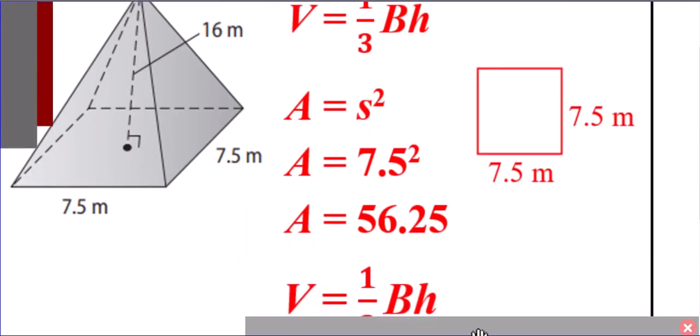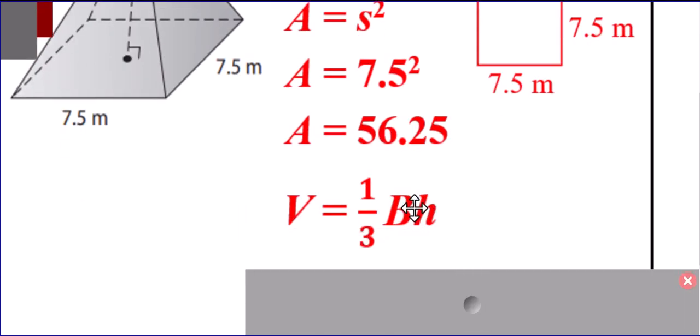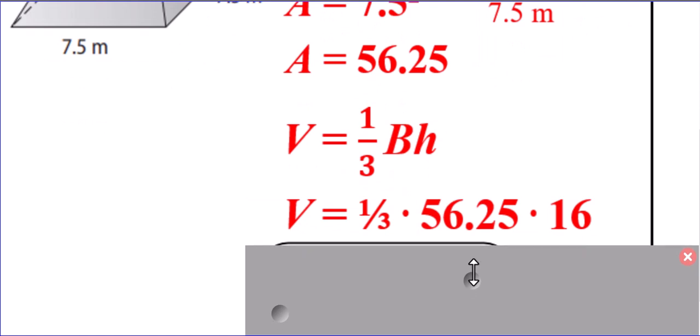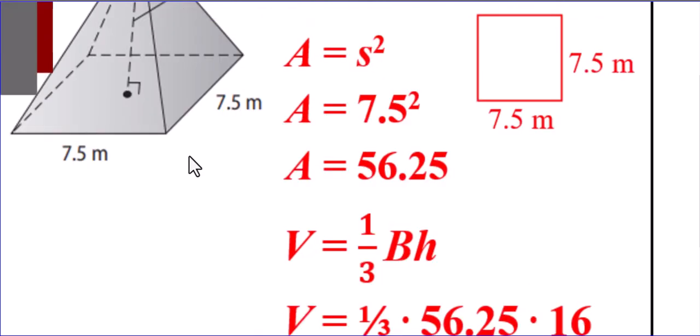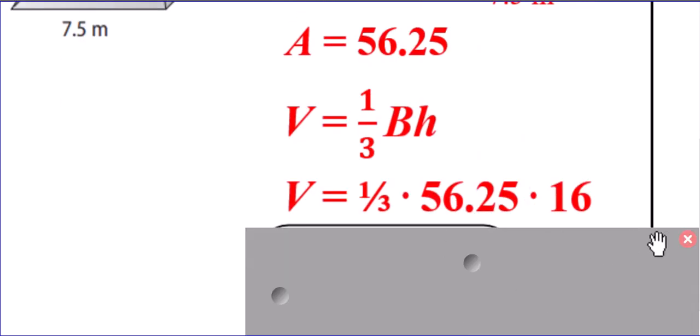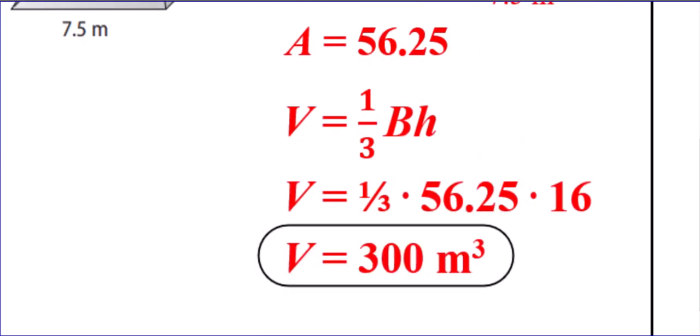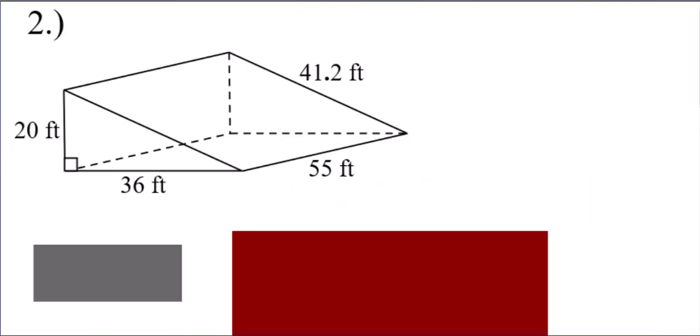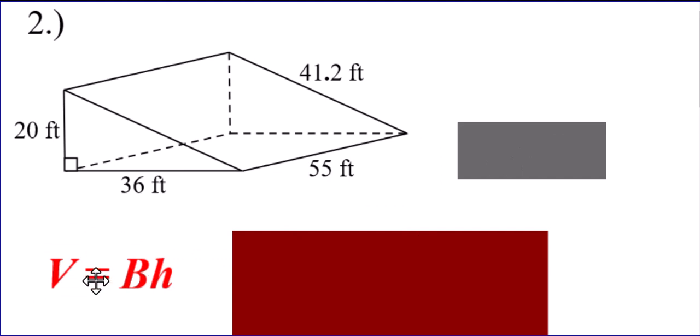Now you can substitute that 56.25 in for capital B. But then don't forget the height. The height of the pyramid was pretty clearly marked as 16 meters. Substitute that in. Boom, your volume is 300 cubic meters. Problem number 2, this is not a pyramid. This is a triangular prism, so no 1/3.